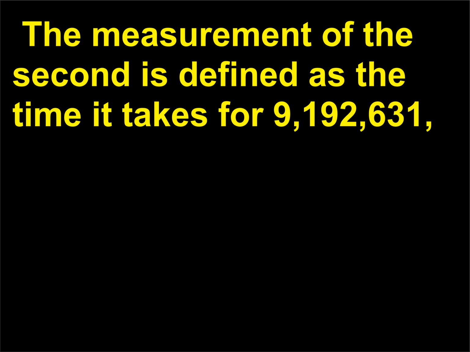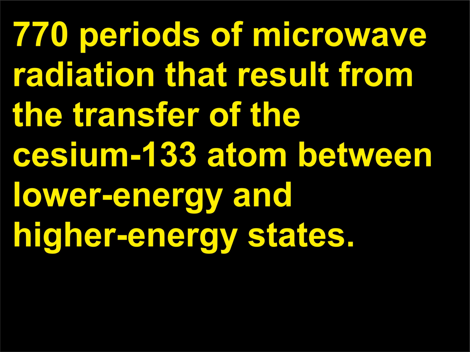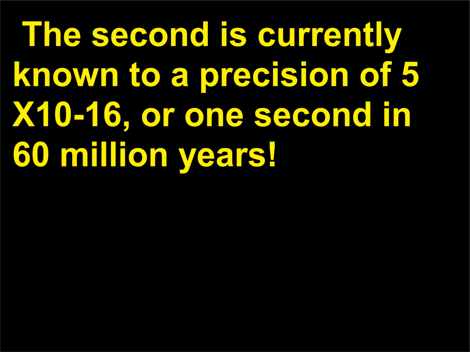The measurement of the second is defined as the time it takes for 9,192,631,770 periods of microwave radiation that result from the transfer of the cesium-133 atom between lower energy and higher energy states. The second is currently known to a precision of 5 × 10⁻¹⁶, or 1 second in 60 million years.